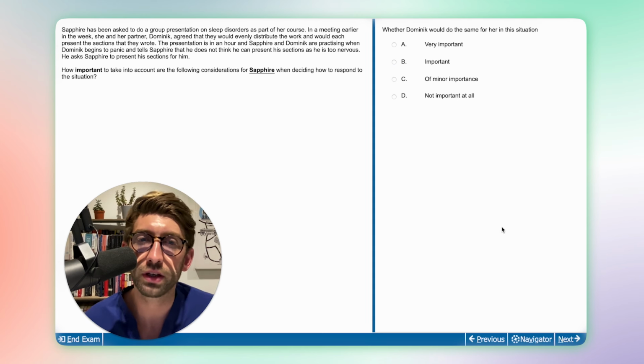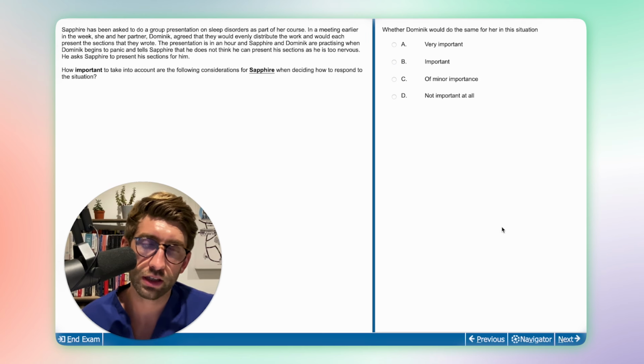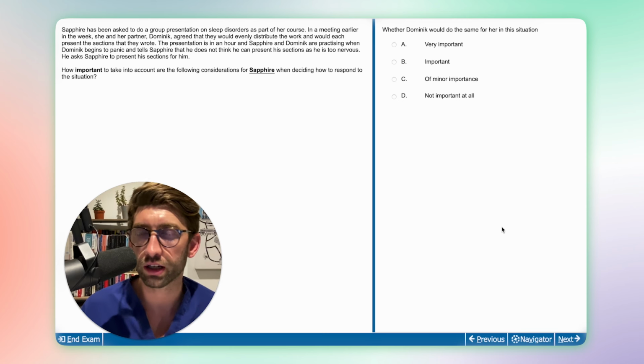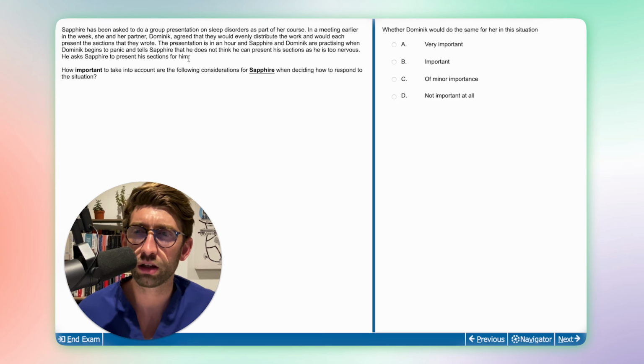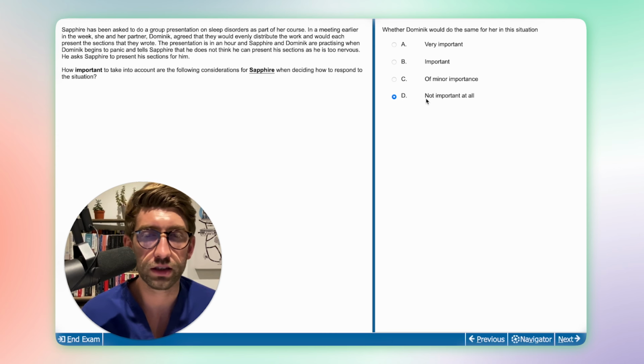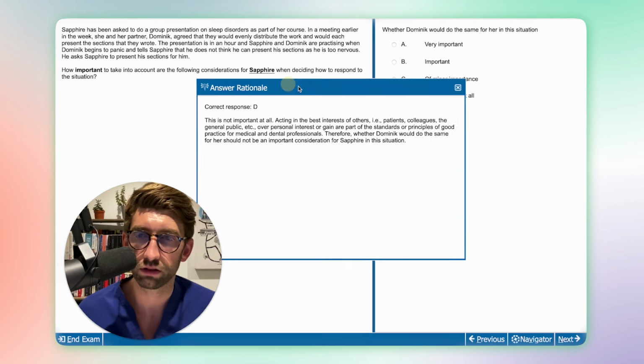Good. Okay, whether Dominic would do the same for her in this situation, I would say that is completely irrelevant, right? What does it matter whether he would? You should act morally and rightly regardless of what other people would do. So her likelihood of doing it for him shouldn't be influenced by his likelihood of doing it for her. So I would say that is completely irrelevant. Why is it not important at all? Is it a shouldn't-do, absolutely doesn't matter? I would say so. I would say it absolutely doesn't matter. Let's see. Okay, perfect.